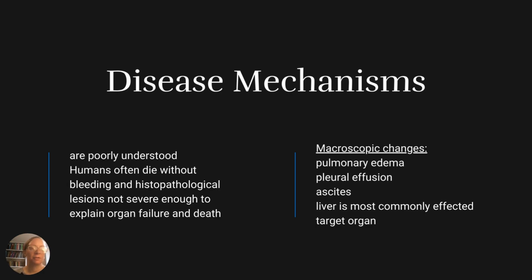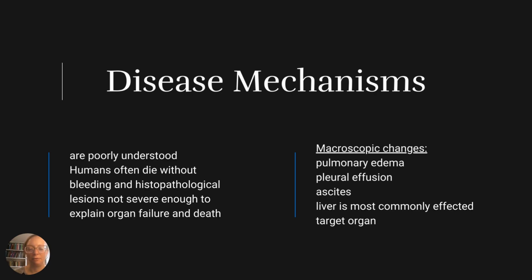Disease mechanisms, just like yellow fever and dengue fever, are poorly understood. Humans often die without bleeding, and histopathological lesions are not severe enough to explain organ failure and death. There's some macroscopic changes that we can see. There's pulmonary edema, pleural effusion, ascites. The liver is the most commonly affected target organ.